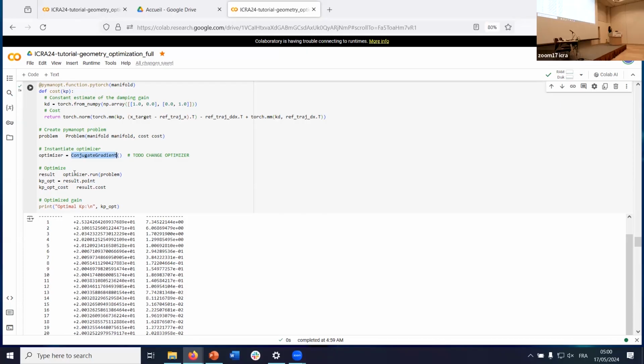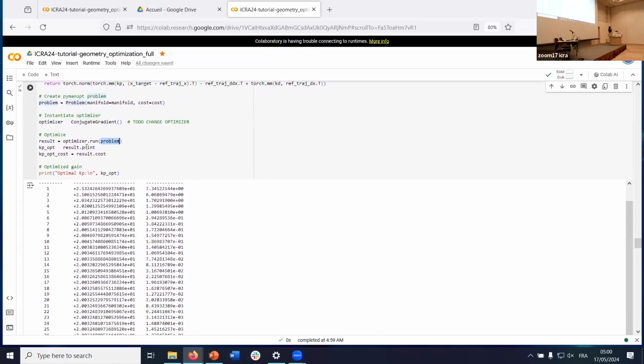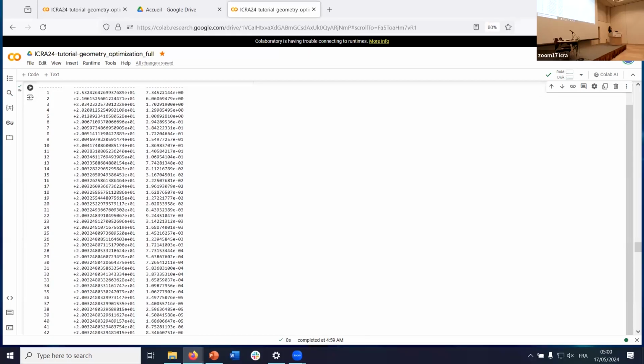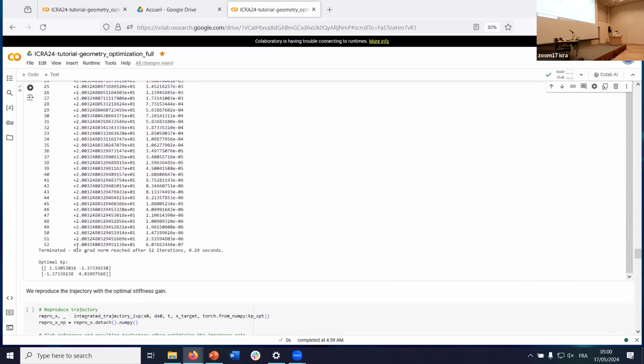Okay, and then you run your optimizer on your problem. It gives you a result: the point, so the optimal stiffness in our case, and the optimal cost. Here I'm printing the evolution of the cost over the iterations. PyManopt is cool because you also have some automatic convergence. Here I don't need to say how many iterations I want to run. It just stops by itself when it reaches convergence. You see that we go through 52 iterations. This is the final cost. And after 52 iterations, the norm of the gradient is very, very tiny. So this is where we converge.